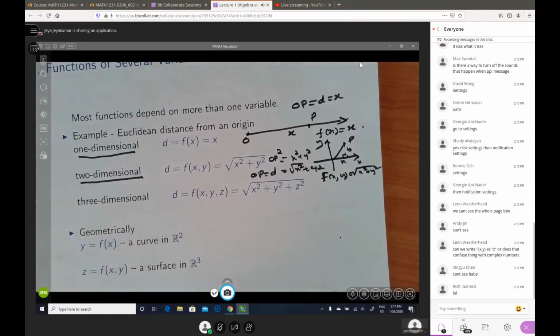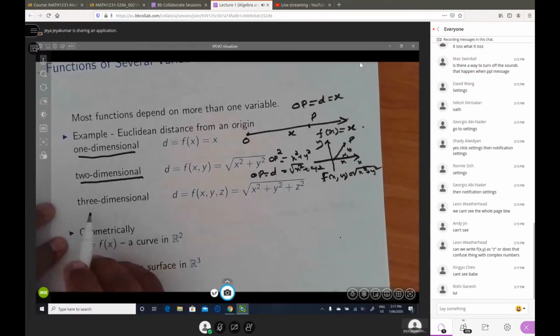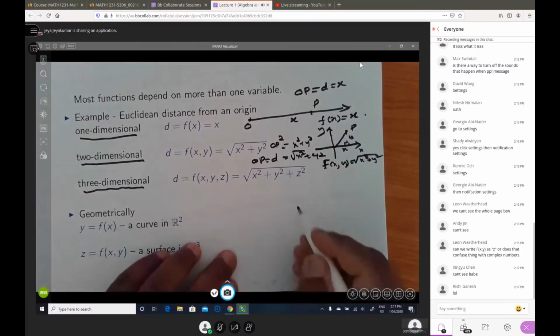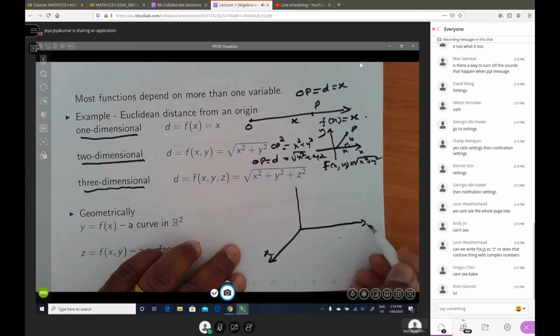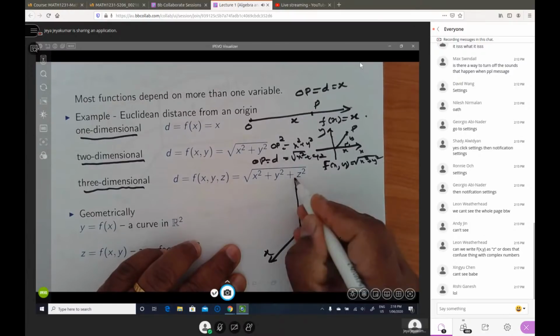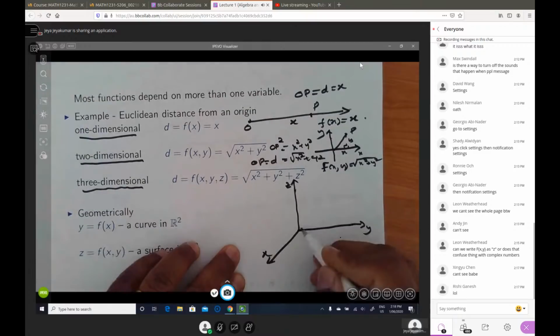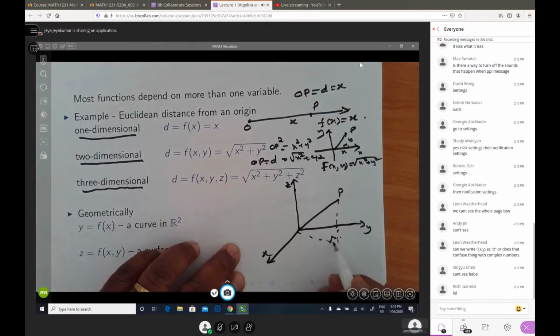Okay, so let's look at the distance from the origin in the three-dimensional case. Let's sketch a little diagram here. That's x, y, z here, and that's point P. So draw a line here, that's perpendicular.